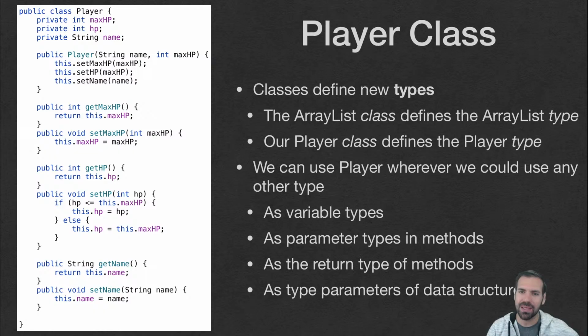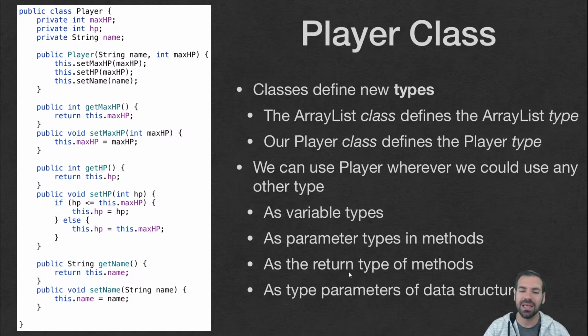We went to the ArrayList class. I think we did that in, maybe we didn't do that in this lecture. But there's an ArrayList class that defines the ArrayList type, so we can create variables of type ArrayList. Same thing here. We created a player class, which means we can now use the player type, which we can use anywhere where we used any of our other types. That's as a variable, so I can have a variable of type player. Parameters are variables, so I can have parameters of type player.